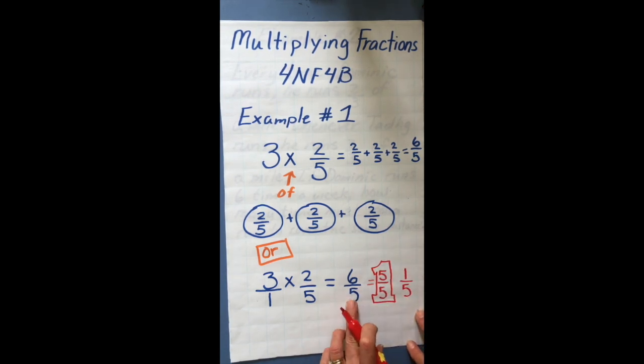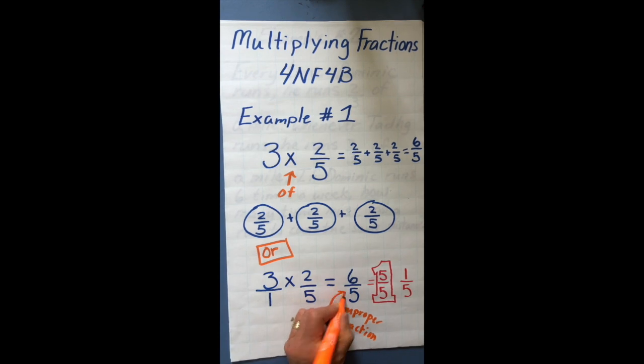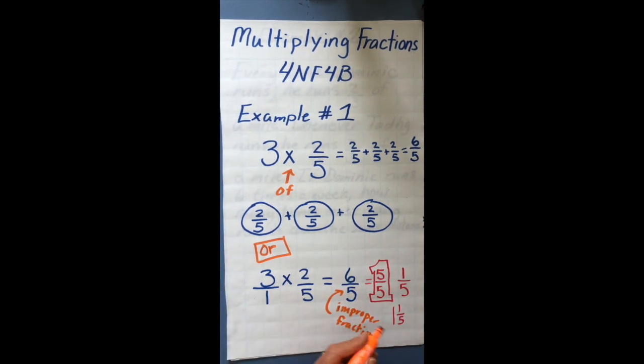So this answer is an improper fraction. If you wanted, you could write it as a mixed number, which would be 1 and 1/5. And that's a mixed number.